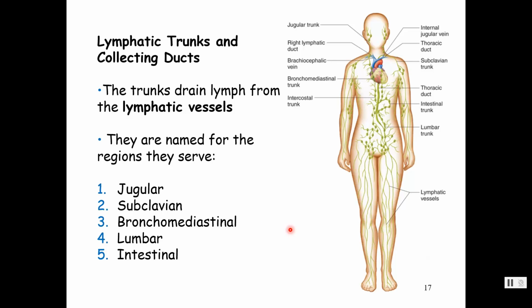So we have capillaries, collecting vessels. We've got some lymph nodes we'll talk about in a minute. And then we have lymphatic trunks. Trunks are going to drain lymph from the lymphatic vessels, and they get named for where they are. So the jugular trunks are going to be in the neck, subclavian underneath the clavicles. Broncho refers to lung, mediastinal, so in that mediastinum area, collecting drainage from the lungs. Lumbar, lower back, and intestinal. So they just sort of give them names of the trunks.